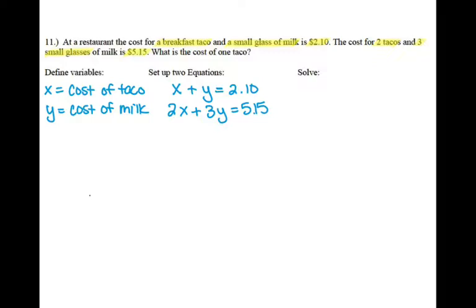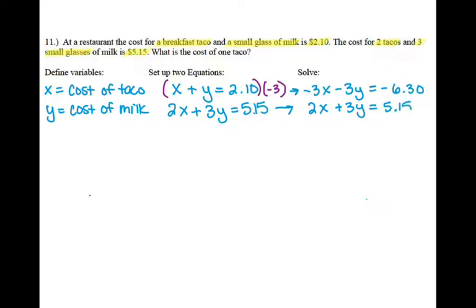Now I want to solve, and my question says, what is the cost of 1 taco? So taco is the variable X. So what I want to do is solve for X. So I'm going to go ahead and eliminate my Y's. I'm going to multiply my top equation by negative 3, and that'll allow me to solve for X. So I have negative 3X minus 3Y equals negative 630. My second equation, I can just rewrite since I did not multiply by anything.